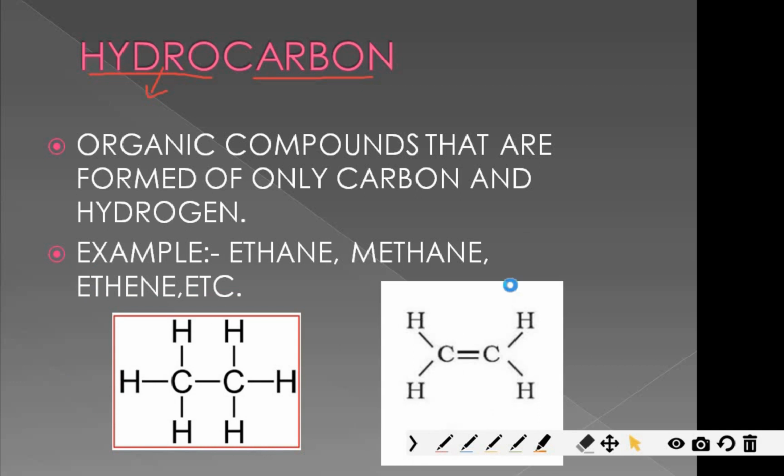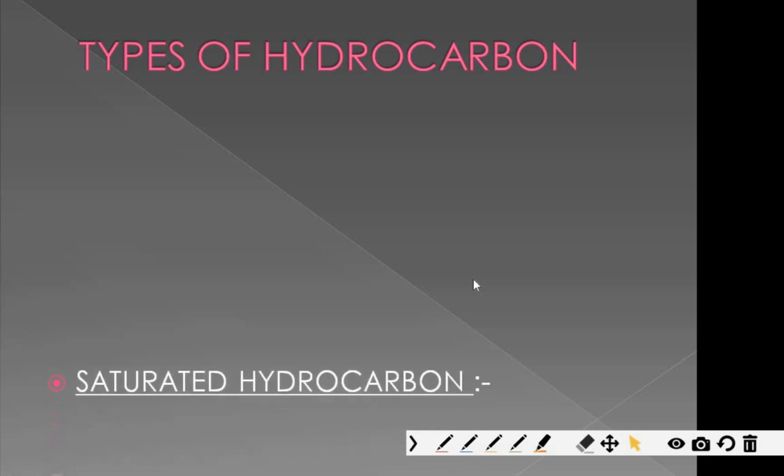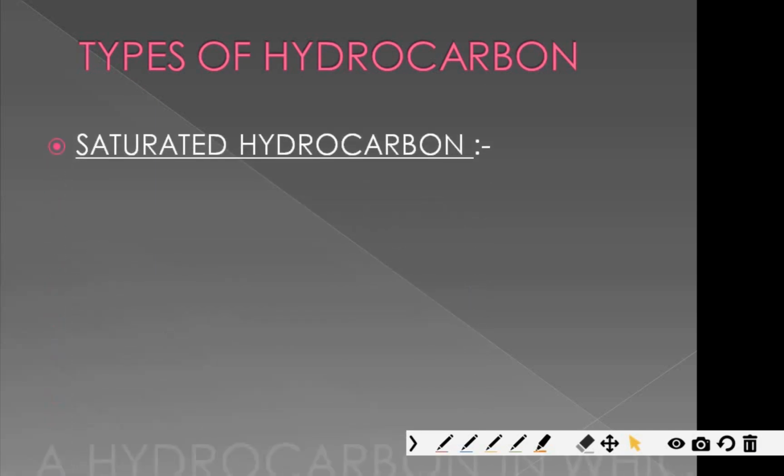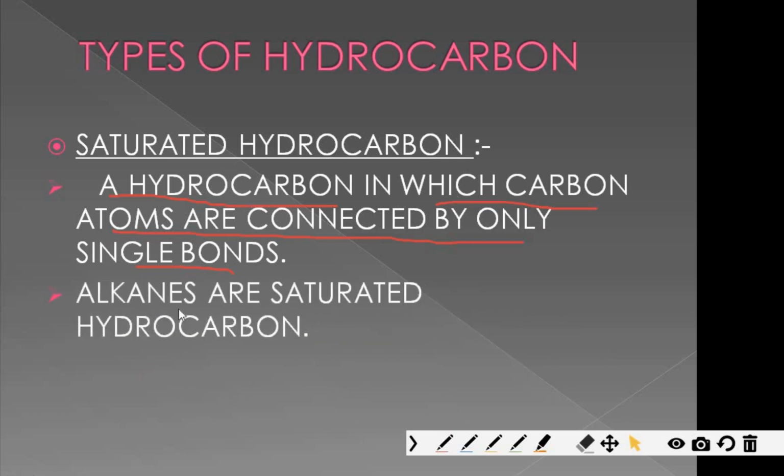Okay, let's move on. Now types of hydrocarbon. What are the types of hydrocarbon here? Saturated hydrocarbon. What are saturated hydrocarbon? Here you can see a hydrocarbon in which carbon atoms are connected by only single bonds and nothing else. Only single bonds will be found in there. Okay, these are called saturated hydrocarbons. Now alkanes are saturated hydrocarbons. Alkanes, you should remember the name alkane. I will show you what is alkane in the next video.